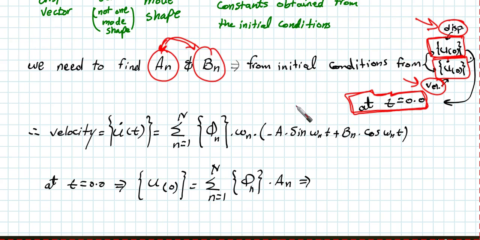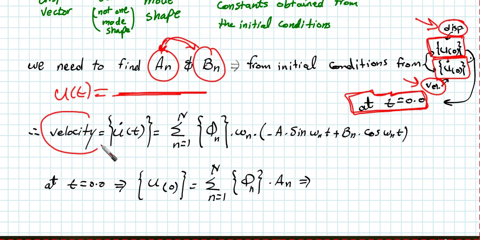Regarding the displacement, we know the displacement already, because it's already in the equation itself. We know u of t equal to blah blah blah. That we already know. Now we want to know what about the u dot, which is the velocity. What is the velocity, so that we can substitute in the equation? So we need to derive the first equation.